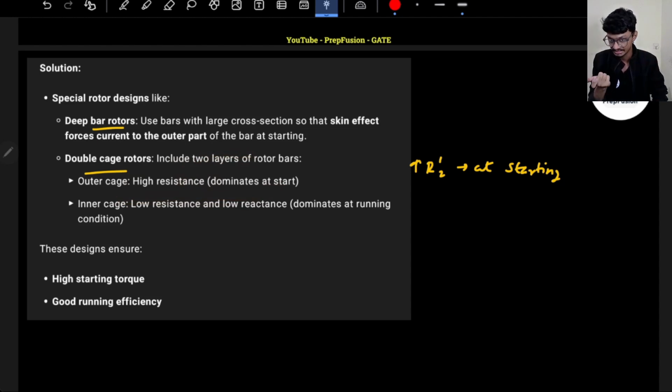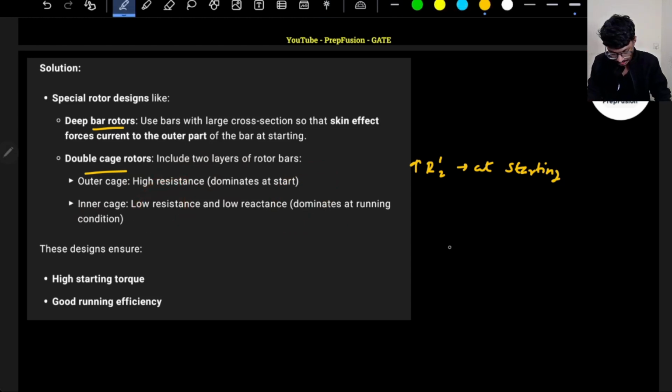So there will be high resistance, and I will get good starting torque, and the starting current will reduce. During full load operation, the inner part will provide low resistance, so the overall resistance will reduce. During running, the inner part will dominate because it has lower resistance, and the slip frequency will be lower.